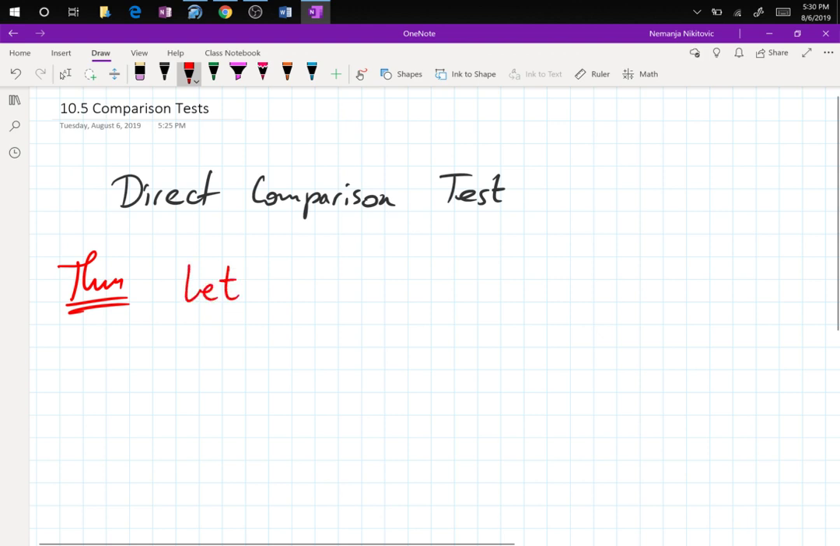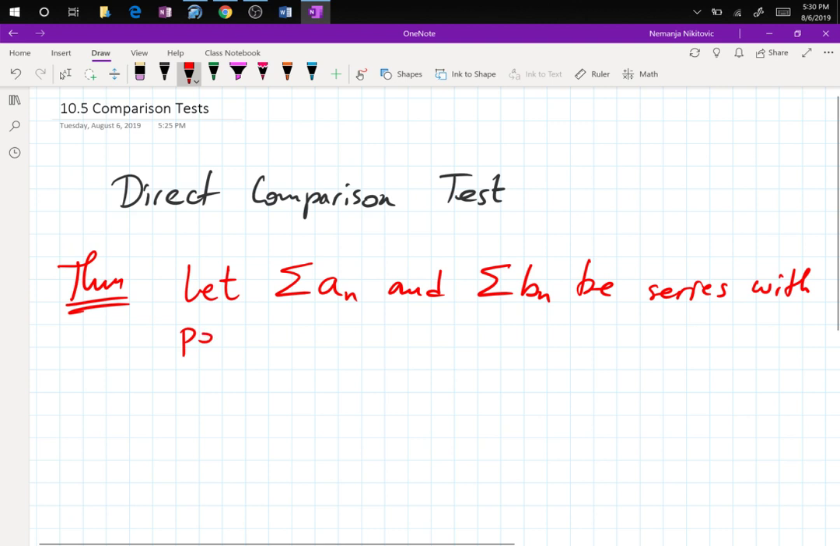So let summation an and summation bn be series with positive terms. So that's a condition, right? The series that you want to solve has to have positive terms. And here are the two comparisons you can make.